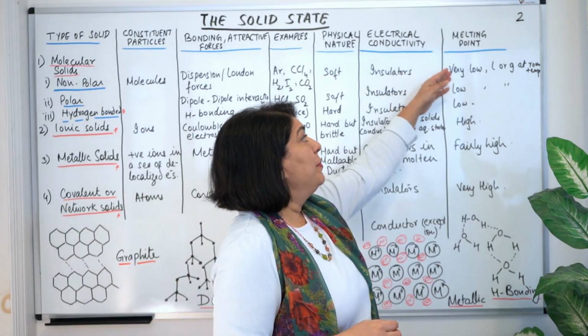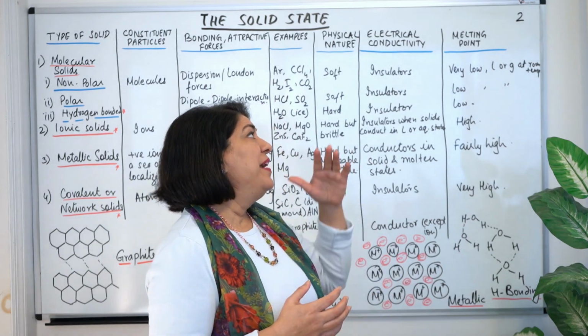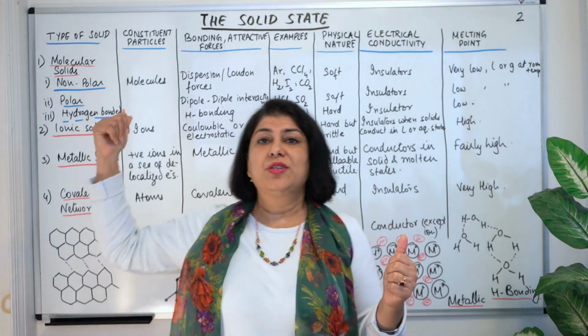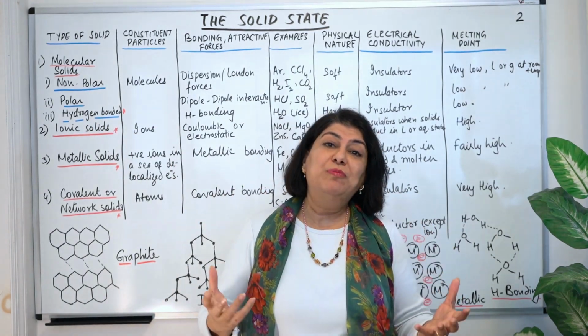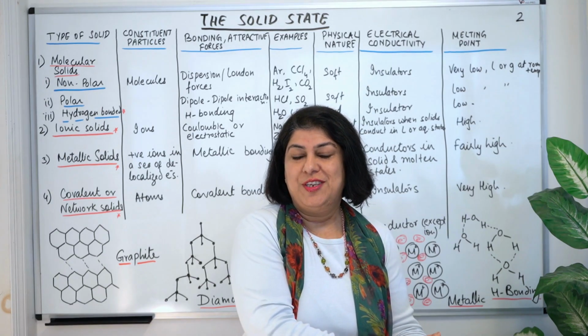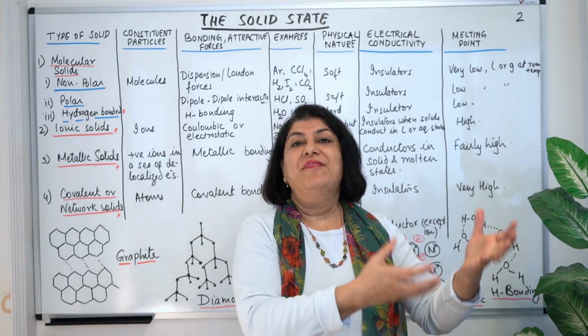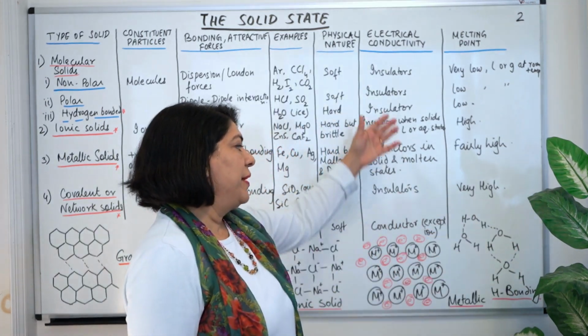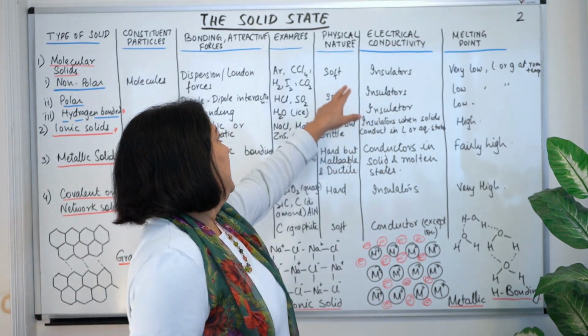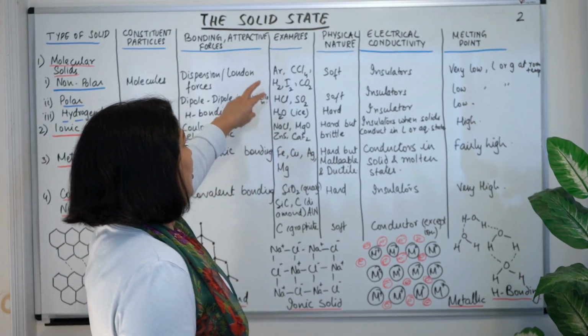Then what about the melting point? Obviously they would have very, very low melting points, because the London dispersion forces would allow them to act as solids itself at very low temperatures. So they obviously have very, very low melting points, or rather the lowest among all the solids that we would be studying. Let us take a few examples of this kind of solid.